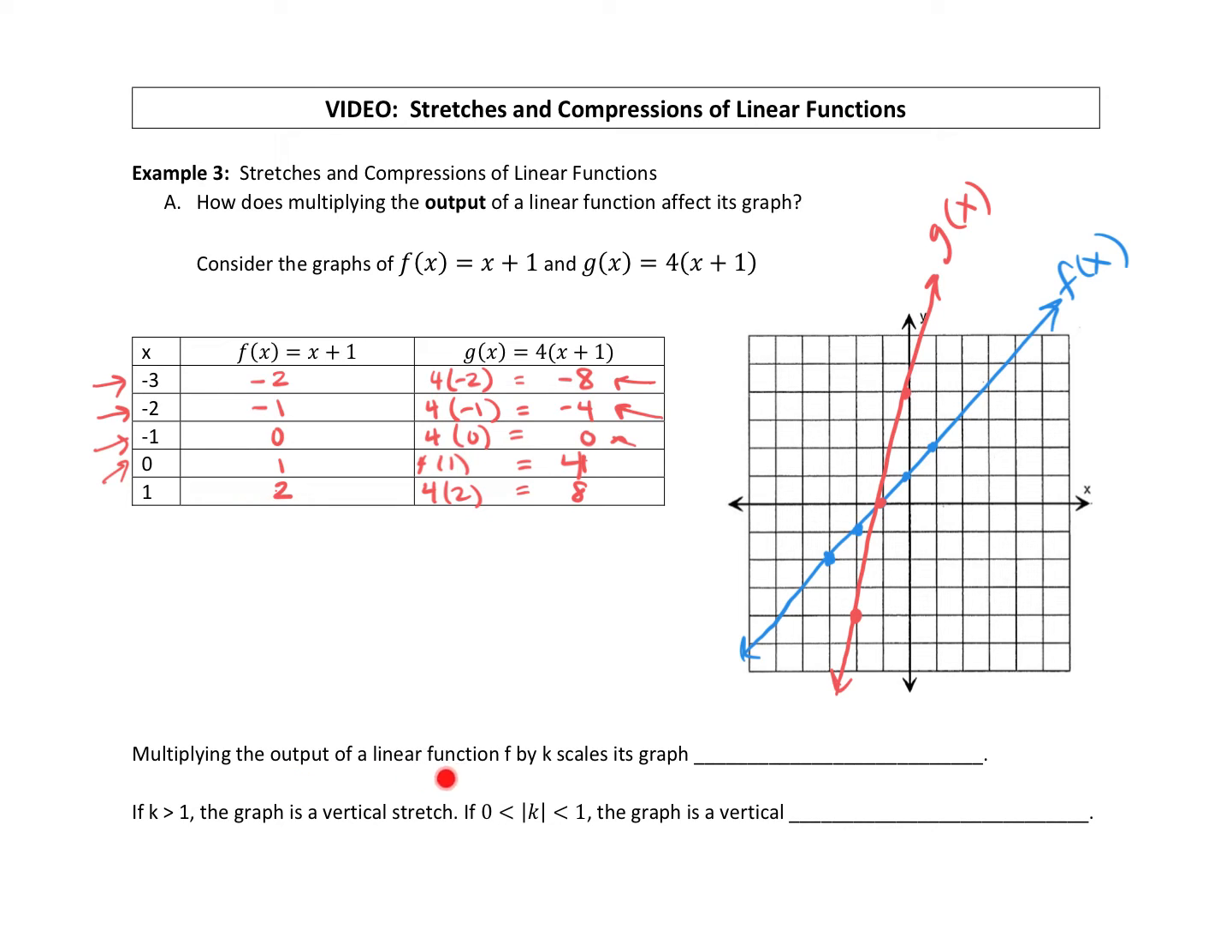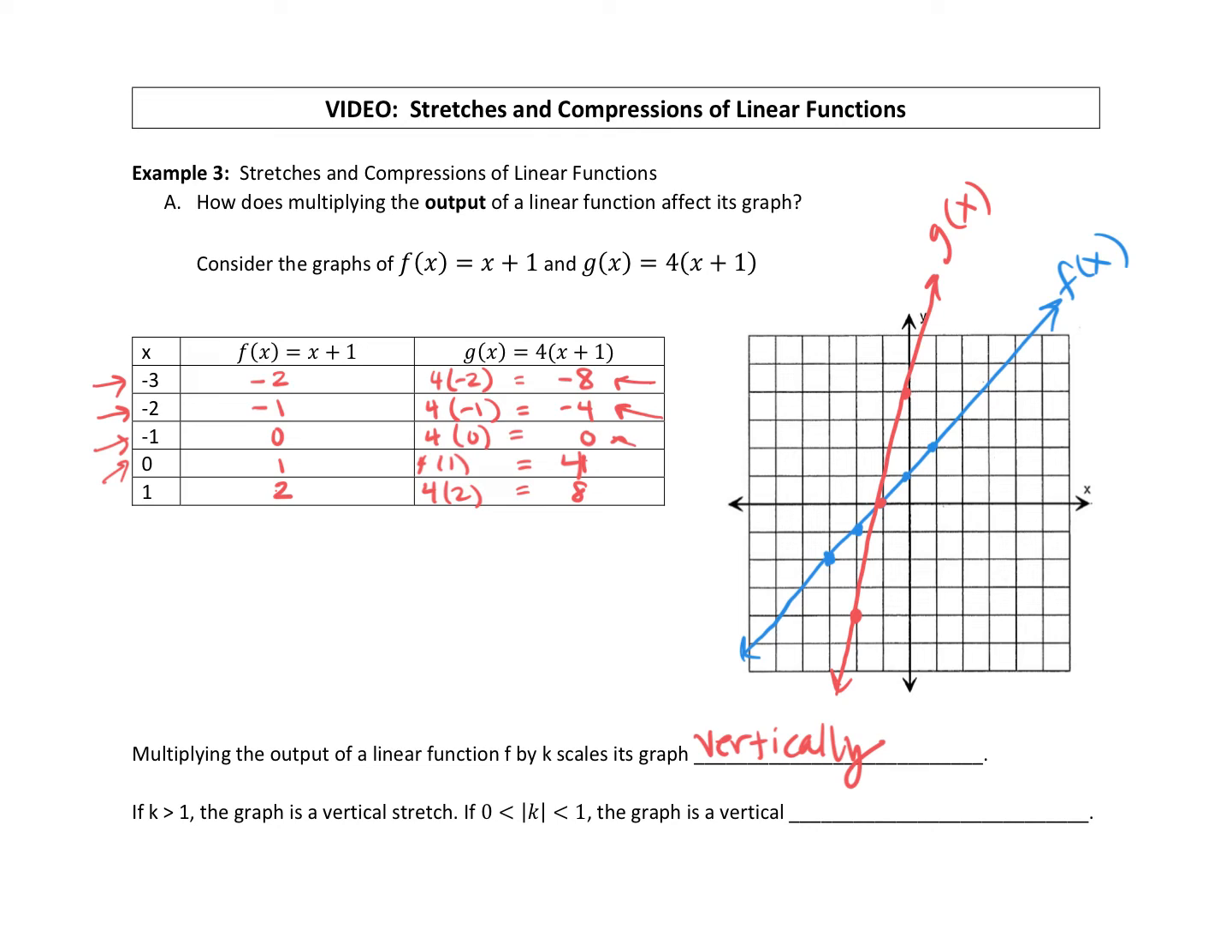So multiplying the output of a linear function by k scales its graph vertically. Here we go. All right, so that k value, when you scale a graph vertically, you could stretch it or you could compress it. A stretch is going to give you a steeper slope like this. A compression is going to give you a less steep slope. So it would have looked more like this possibly.